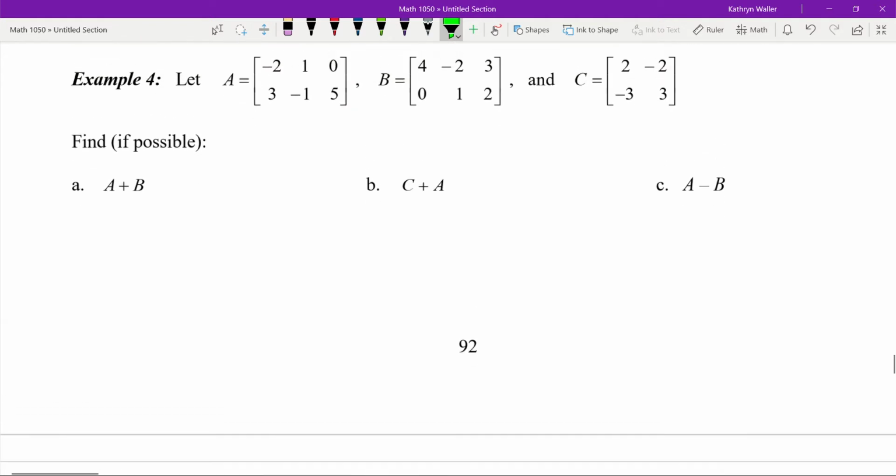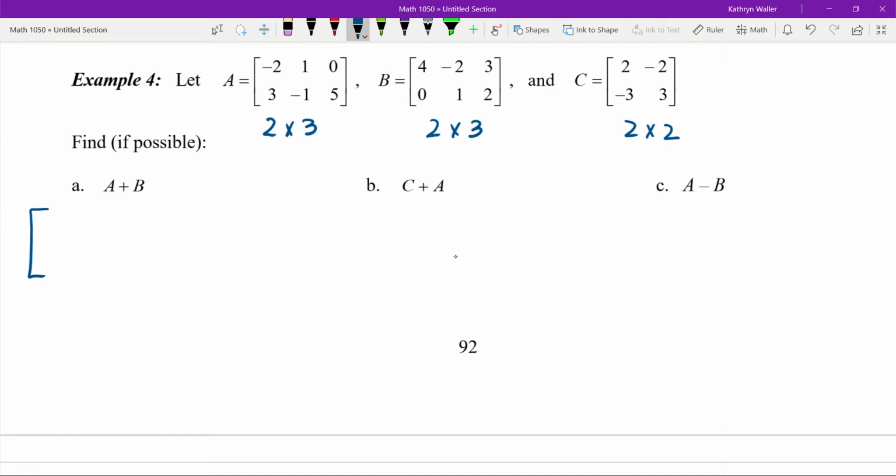So whenever I do a problem like this, you guys, where they give me lots of different matrices, the first thing I do is write down the size of all of them. So matrix A is 2 down and 3 across, so it's a 2 by 3. Matrix B is also a 2 by 3, and matrix C is a 2 by 2. Okay, so they want me to take matrix A and add it to matrix B. Well, A is a 2 by 3 and B is a 2 by 3, so we're good to go. Okay, on these notes, if you're just adding one matrix to another matrix, you don't have to write this down, but on the notes, let's do it.